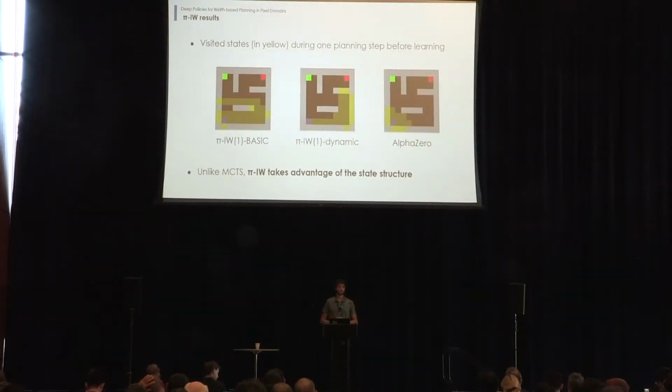We also show here in yellow the visitation counts, the visited states, sorry, during one planning step before any learning. So we can see how PyIW reaches more distant states than the Monte Carlo tree search approach. And this is because it takes advantage of the structure of the state.